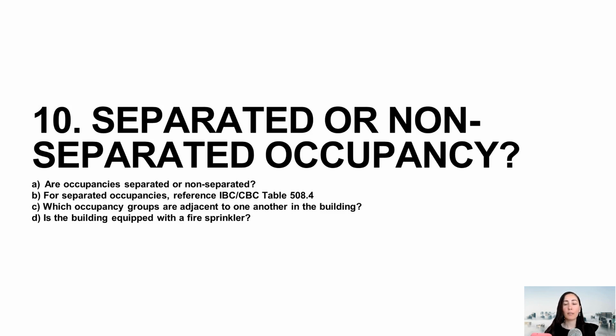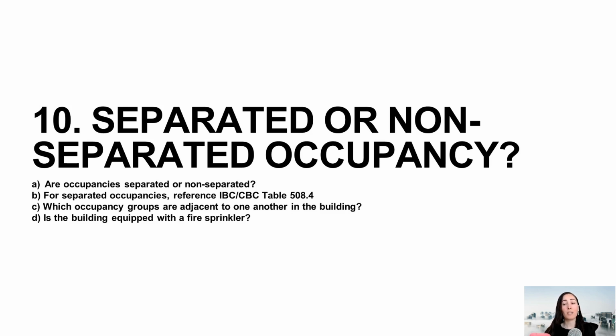Each portion of a building is assigned a single occupancy classification, or an occupancy group, based on its use. A building that contains more than one occupancy group is a mixed occupancy building and may be designed using either a separated or a non-separated occupancies approach.